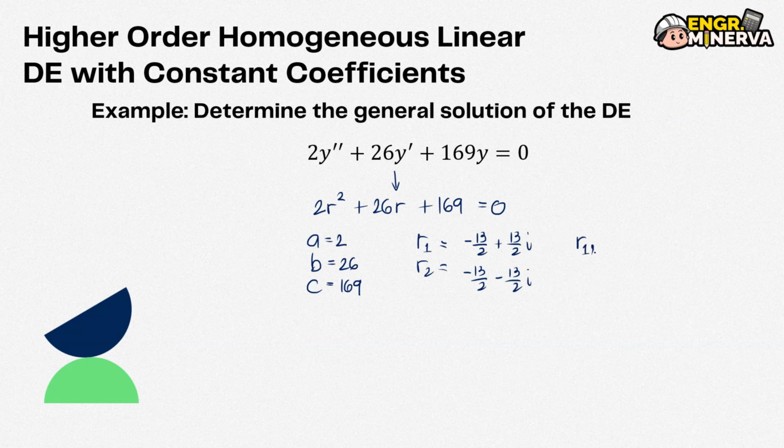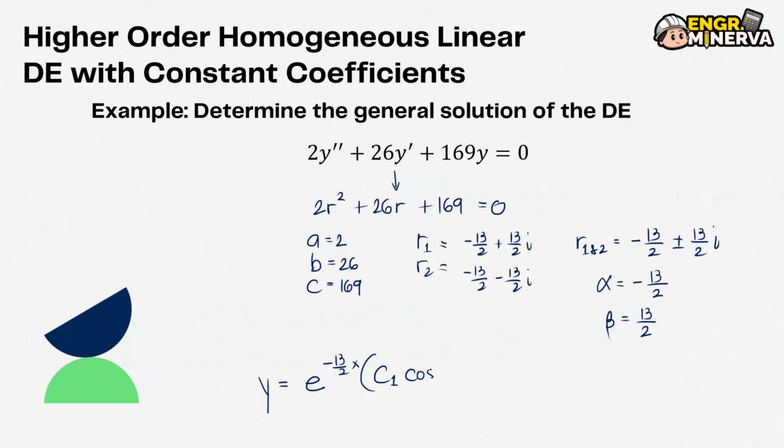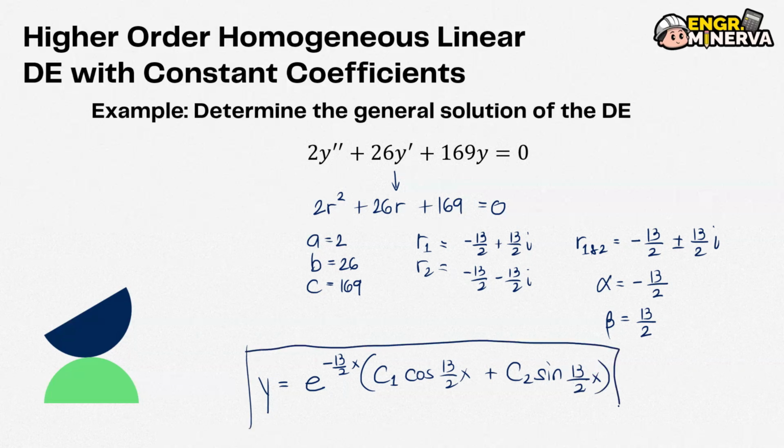So the roots 1 and 2 are negative 13 over 2 plus minus 13 over 2 i. So the value of alpha is negative 13 over 2 and the value of beta is 13 over 2. Then our answer is y equals e raised to alpha x, c1 cosine beta x plus c2 sine beta x. And that is our final answer.